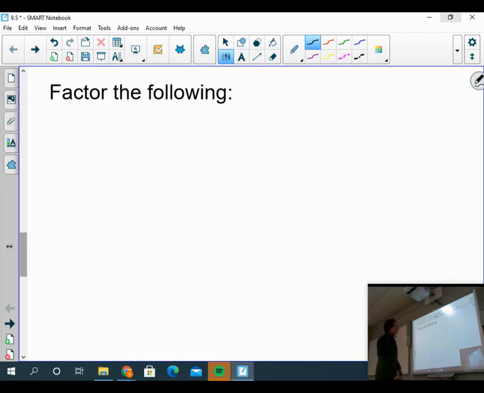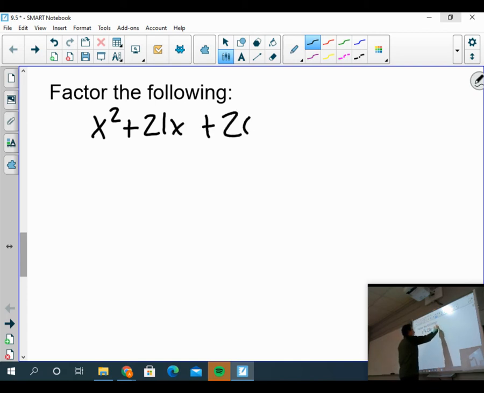Okay, let's try another example. We will do x squared plus 21x plus 20. Pause the video at this point. See if you can find the two factors for this trinomial.